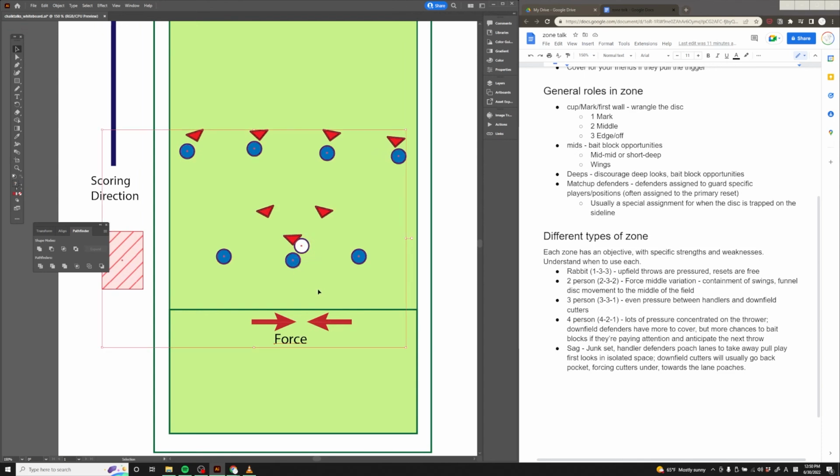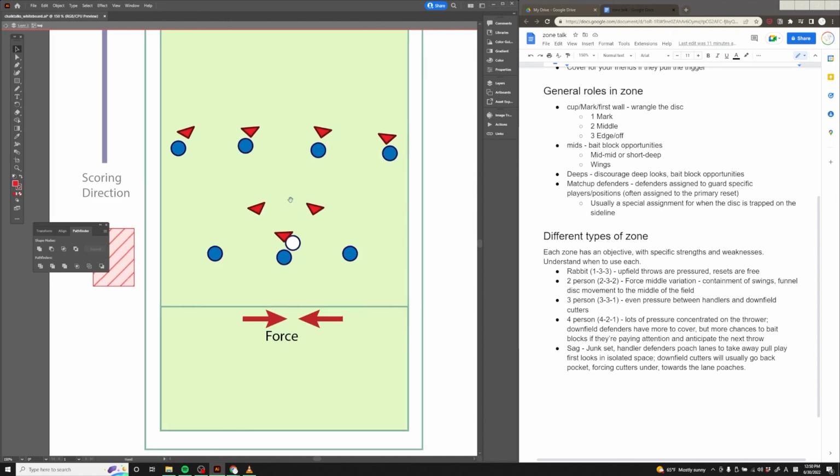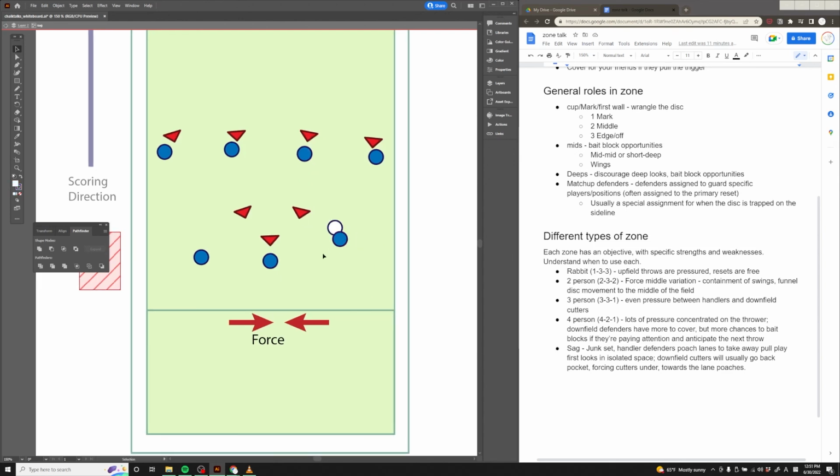So, in the middle of the field, the mark is straight up. And we have poaches on either side of the thrower. They can choose how tight or how off they want to be, depending on where these cutters end up going. But in general, they are poaching in the lanes about 10 to 15 yards deep of the thrower. Now, if the disc is swung, I'll probably gain some yards. Boop. Disc is swung now to this handler.